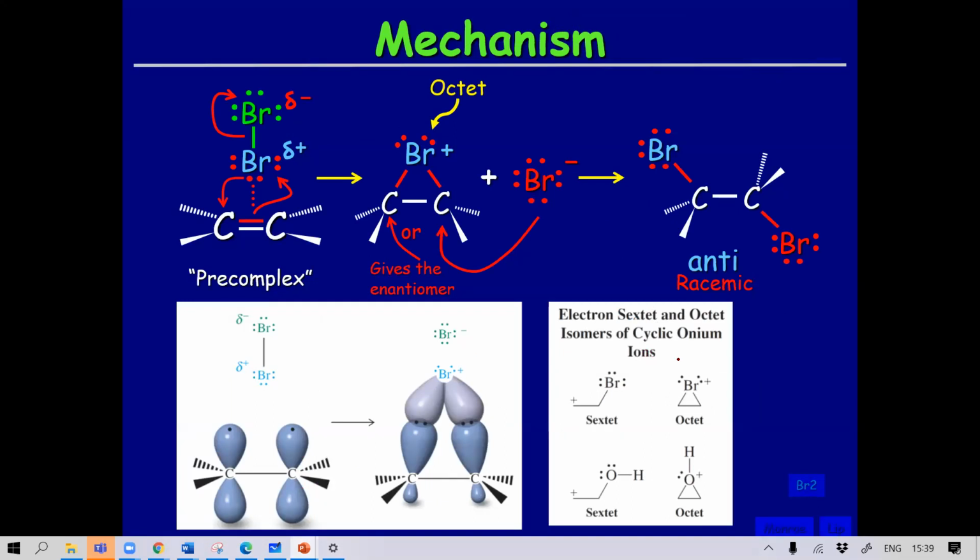Now, the mechanism, you will have a bridged, okay, brominium. So this is called the bridged brominium. But it's also possible to have the bromine attached to mostly one carbon. But in any case, the second bromine will always attack from the other side. Why? Because this is huge. Let's say, okay, that's the bromine, so the second bromine cannot attack.